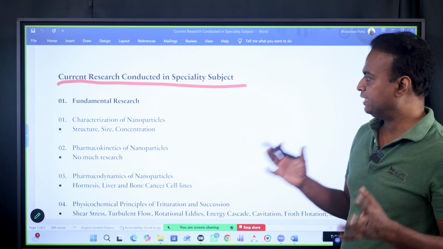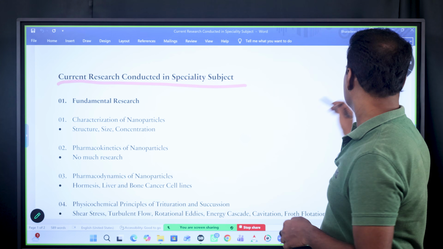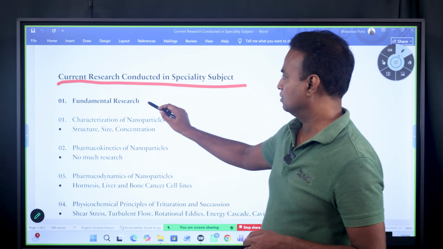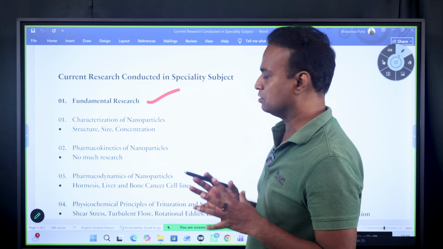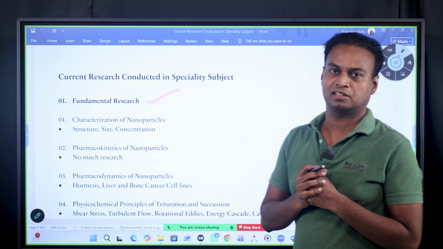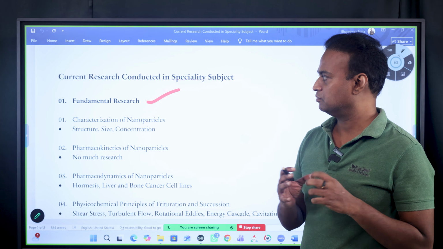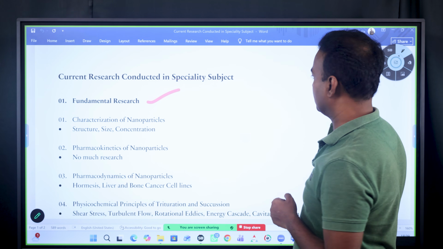First one, there are 8 types of research that are conducted in homeopathy as of now. First one is fundamental research. Okay, what is fundamental research? Fundamental research is the main research where the general information is collected, not specific information. General information about the topic is collected. Okay, that is fundamental research.